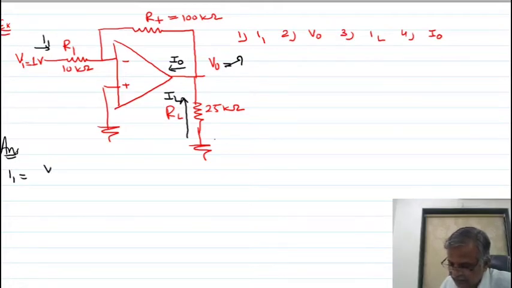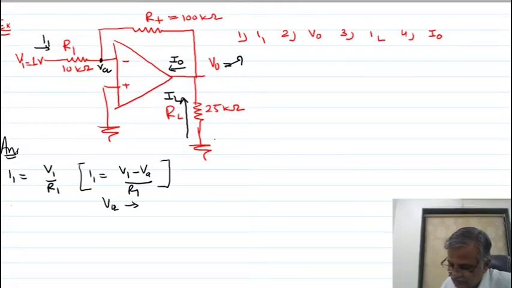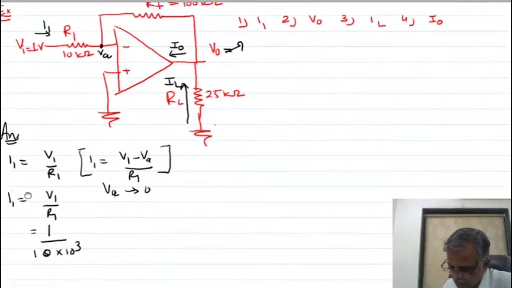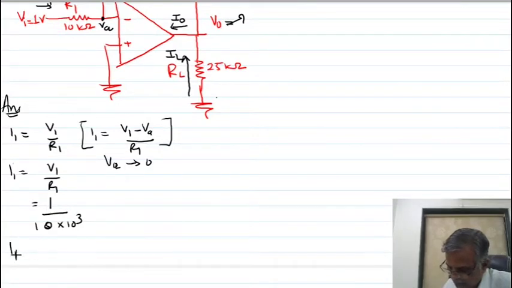I1 is nothing but V1 upon R1. You can say it like this. Say this node is VA. So I can write I1 is nothing but V1 minus VA upon R1. We know VA tends to 0, as I have already discussed. So I1 is V1 upon R1. I1 is 1 volt upon 10 kilo ohm. So we can write I1 is 0.1 milliampere. This is your first answer.